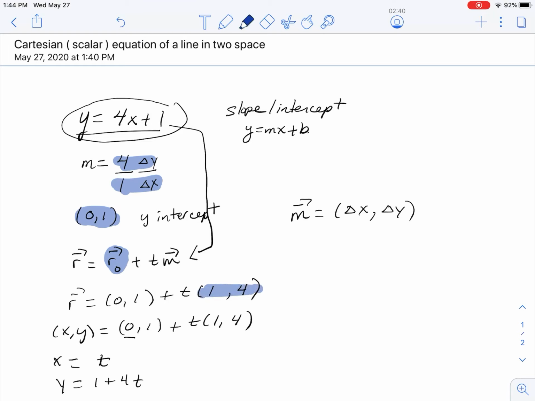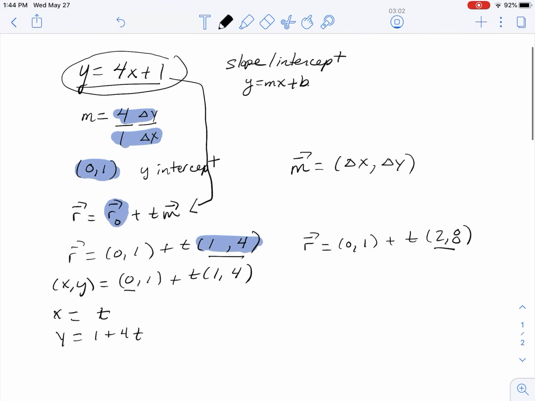And again, like we saw in the last video, because of that parameter t and the collinear vectors, I could have many different versions of the same direction vector. So if I wanted to, I could have (2, 8), because (2, 8) is collinear to (1, 4), since I could factor a 2 out. But again, you can go straight from slope-intercept form right to vector form and then to parametric form, because the slope, change in y over change in x, uses the same change in x, change in y that they use for the direction vector.